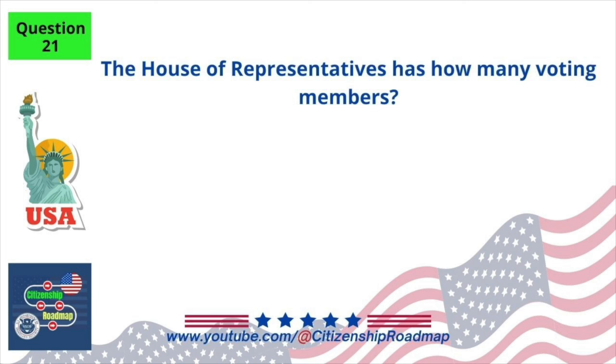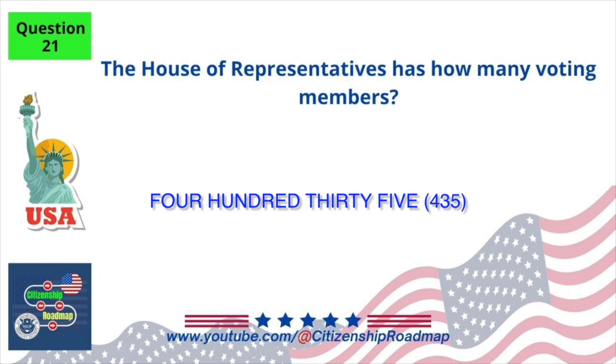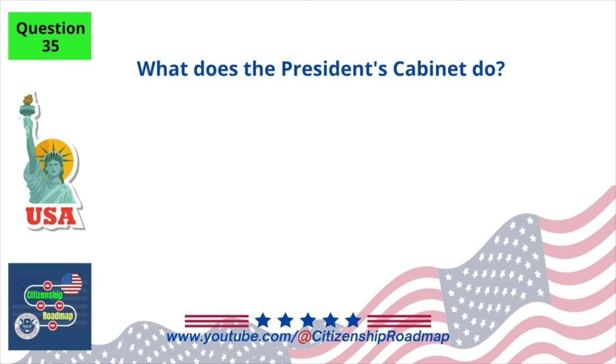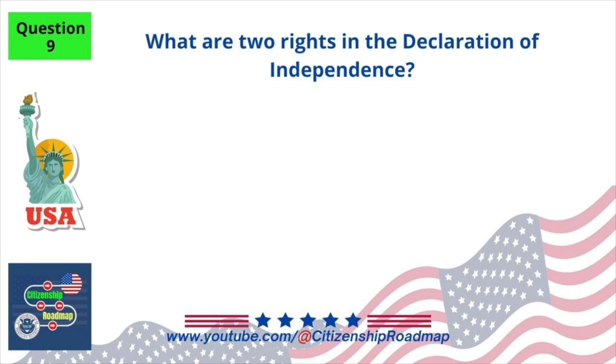The House of Representatives has how many voting members? Four hundred thirty-five. What does the President's Cabinet do? Advises the President. What are two rights in the Declaration of Independence? Life, liberty.